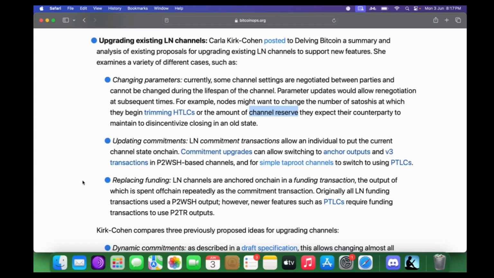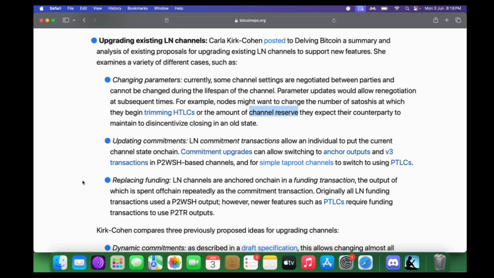And what trimming HTLCs are: whenever you want to take an HTLC from a Lightning channel on chain, you have to pay a fee for it, right? And if your HTLC is so little in value that it cannot even pay the mainnet fee, let's say you're in a high fee environment, or when you locked your funds in the HTLC at that point in time, the HTLC had adequate value, and you thought that it would be able to pay for its fee when it goes on the mainnet.